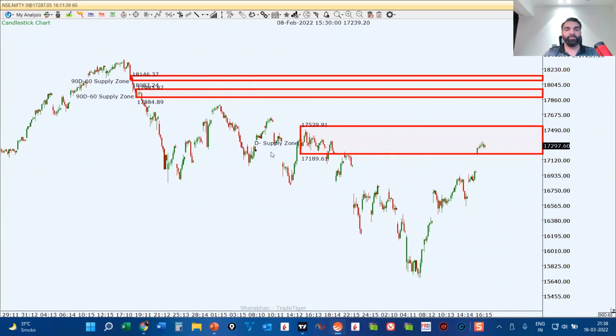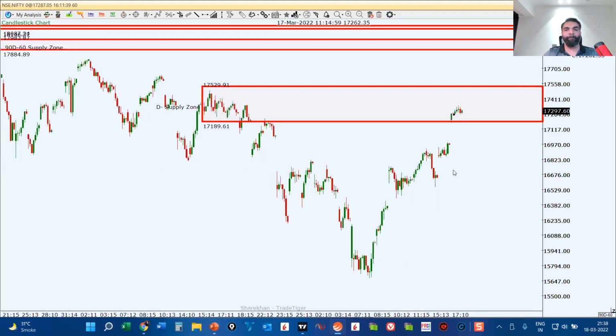So it will be interesting to see what the Nifty does once it gets to this supply zone, right? Whether the Nifty begins to start turning down, or whether it begins to consolidate and start moving towards 18,000. But these are the major barriers right now on the Nifty.